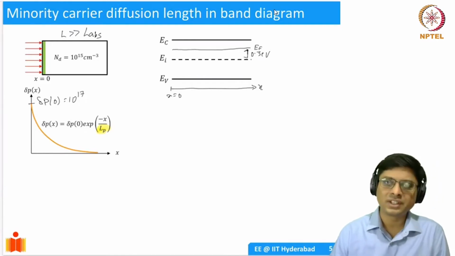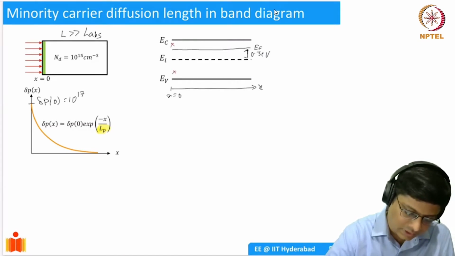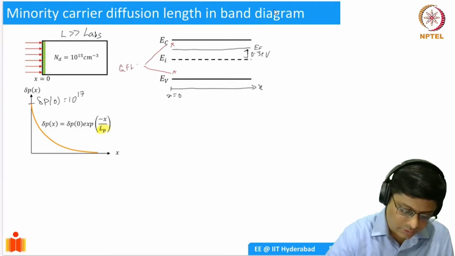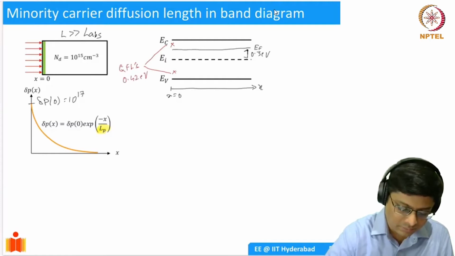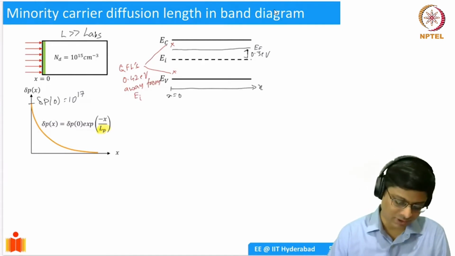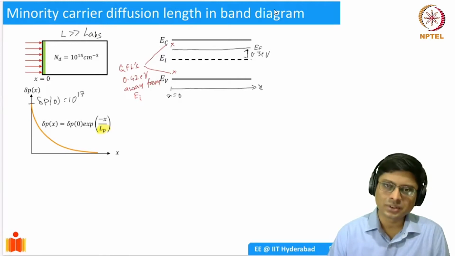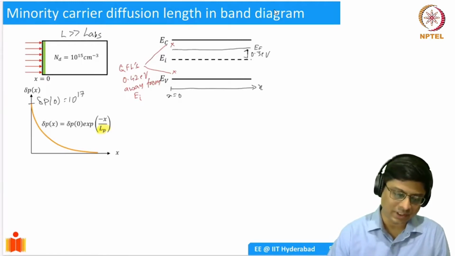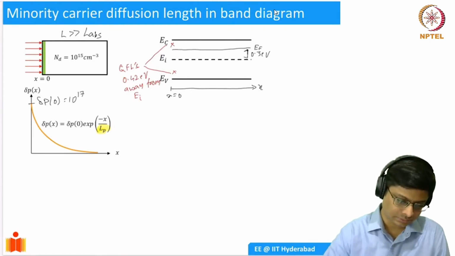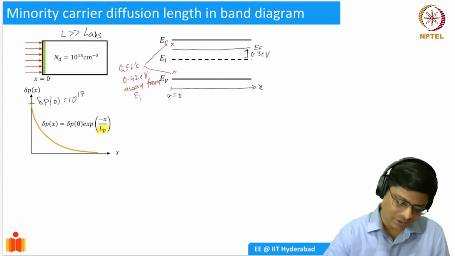So basically, where will your Fermi levels be at x equal to 0? They will be at this point and this point, right? The QFLs are 0.42 eV away from EI. We have seen this in the last couple of slides back. Now, let's assume the carrier density, what should happen as x tends to infinity?